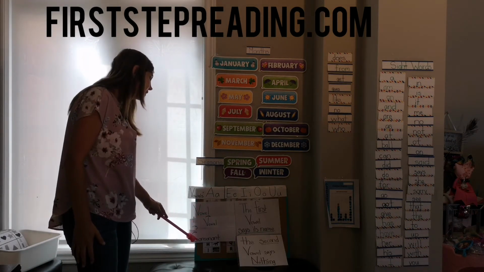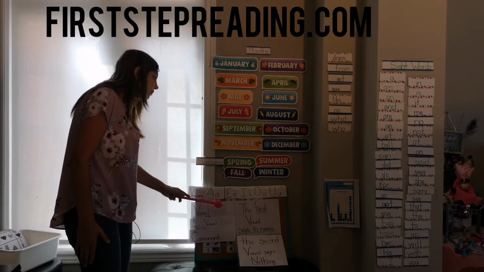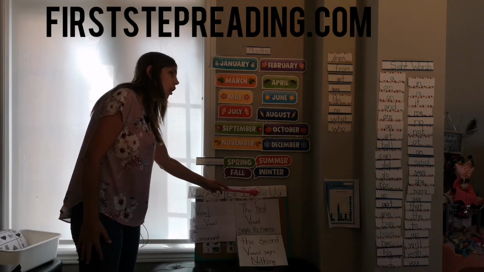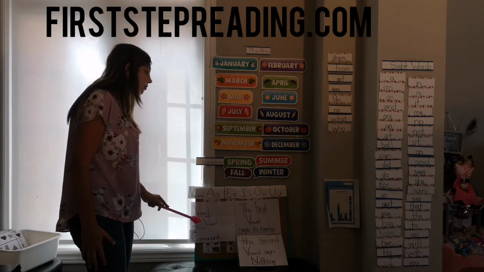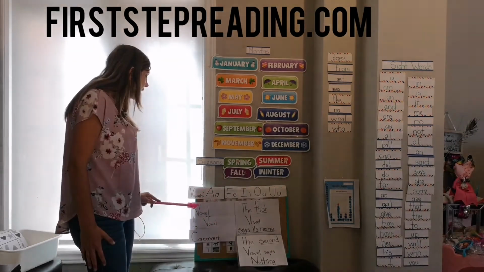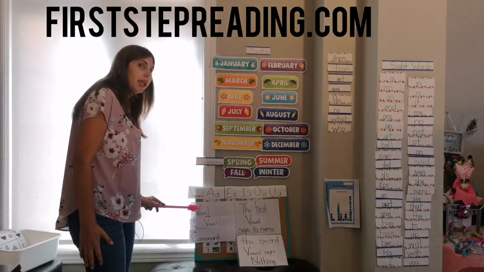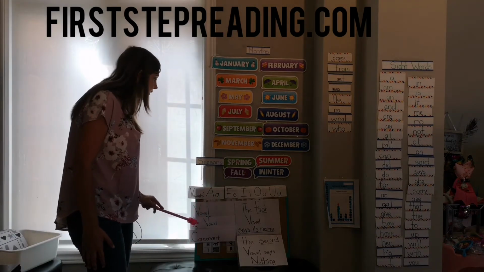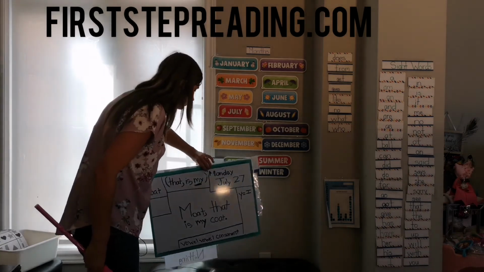Vowel, vowel, consonant. Vowel, vowel, consonant. Our first vowel says its name, O. Our second vowel says nothing. Vowel, vowel, consonant. Vowel, vowel, consonant. Our first vowel says its name, O. Our second vowel says nothing.